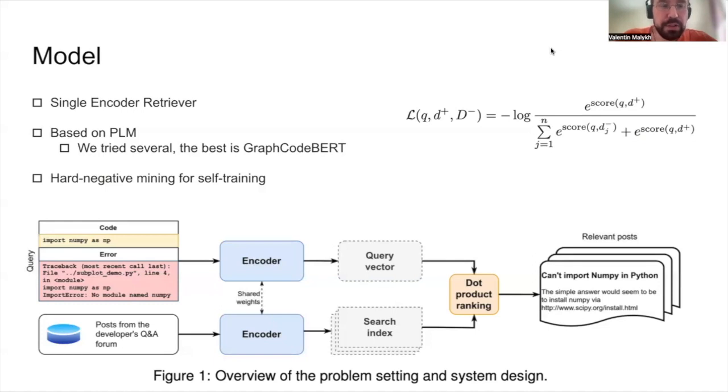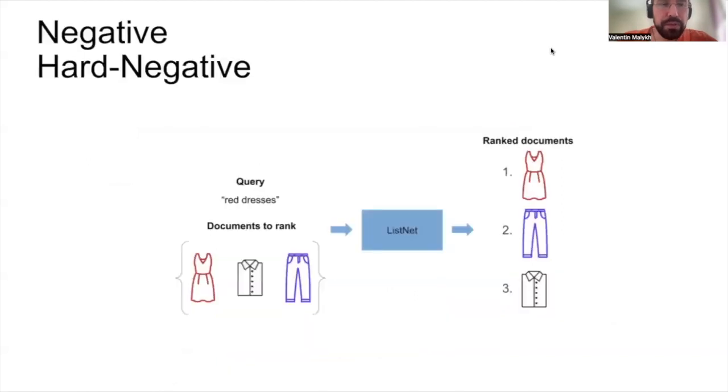Let me describe it a bit later. And what I need to say, the last feature which is important, is that we base on the pre-trained language model, which in our case the best was GraphCodeBERT, and this GraphCodeBERT model has shown huge improvement over others. So what about the negative and hard negative?